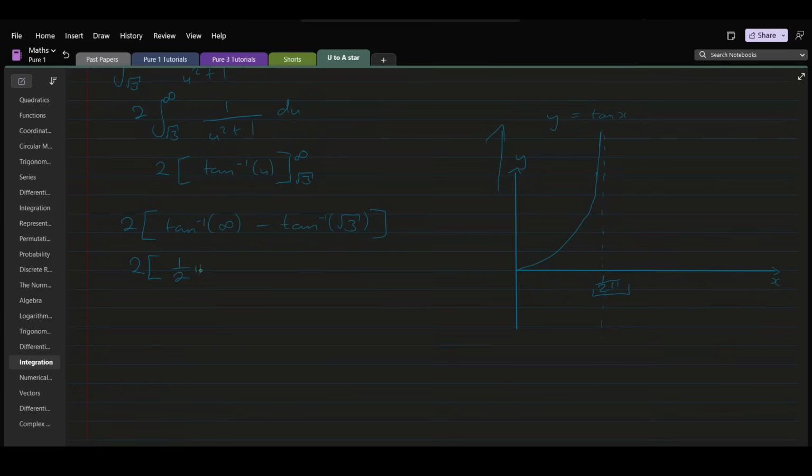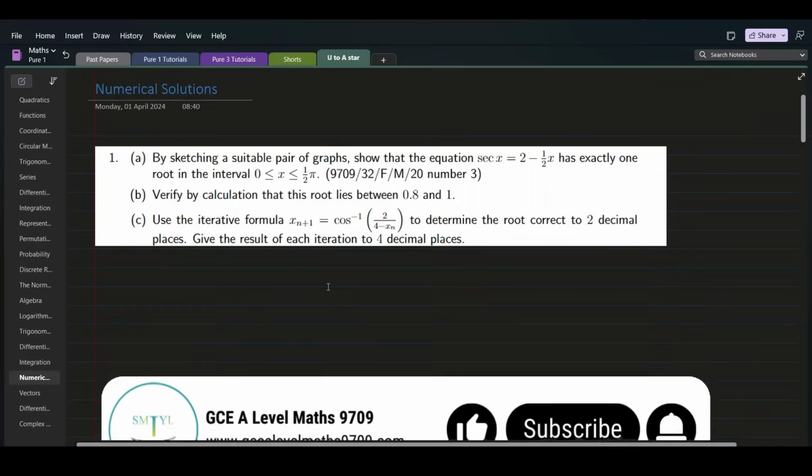So this becomes half pi. And then we're subtracting arctan of root 3. That gives us 1 over 3 pi, so minus 1 over 3 pi. So let's punch that into the calculator. We have 2 times 1 over 2 minus 1 over 3 pi. So this gives us 1 over 3 pi. And this would be our final answer.